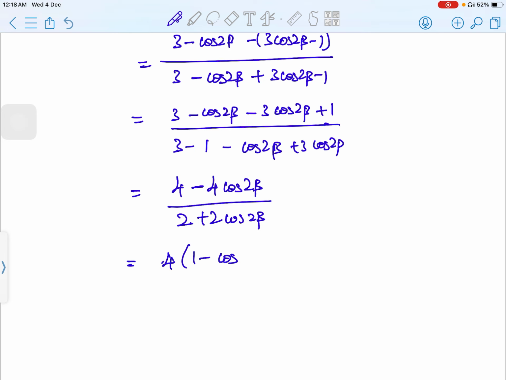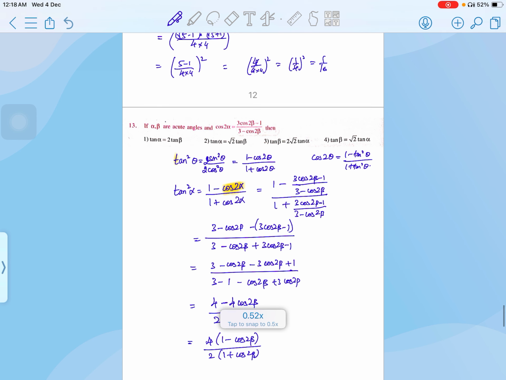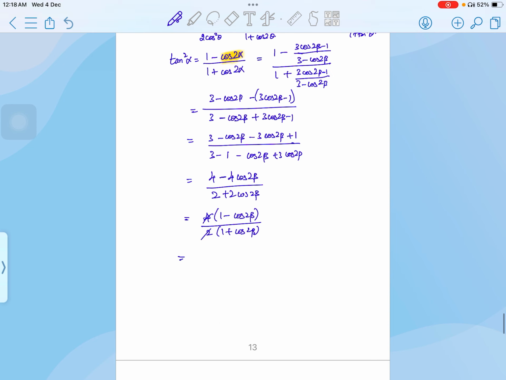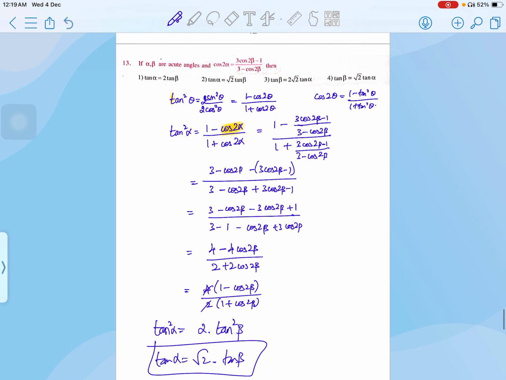1 minus cos 2 beta, by taking 2 common out, 1 plus cos 2 beta. So now we have this formula, right? 1 minus cos 2 alpha means it will be tan square. Since it is in beta, you will get 2 times tan square beta equals tan square alpha. Taking square root on both sides, tan alpha equals root 2 times tan beta. So it is option 2.